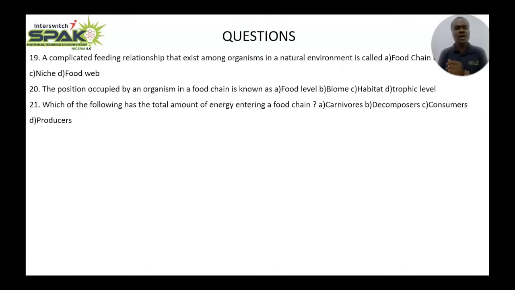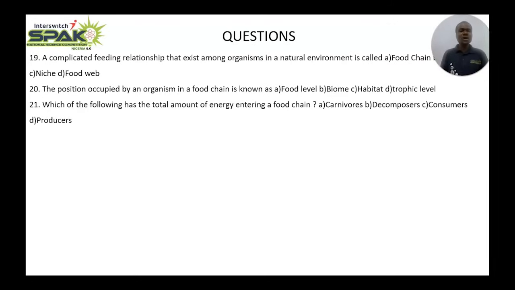Now, which of the following has the total amount of energy entering a food chain? Carnivores, decomposer, consumer, producer. Of course, carnivores have a very small amount of energy because they are on top of the food chain, so they get a very small amount of energy because energy decreases as you move up the food chain. Decomposers get very little. Consumer, depending on whether primary or secondary consumer. A primary consumer will get more than a secondary consumer, of course.